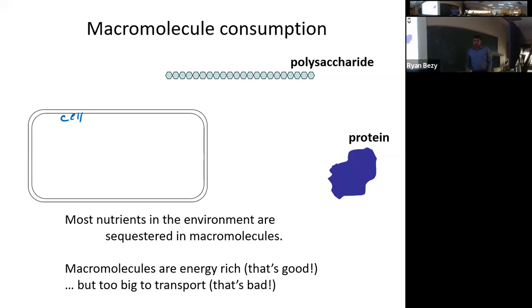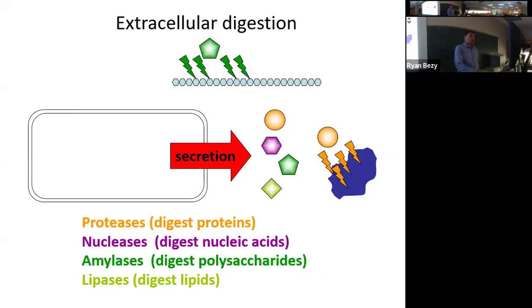So how do cells get around that? How do bacteria get around that? Well, what they do is they secrete out enzymes. If you have these big polysaccharides and big proteins out there, they make proteases. Proteases are enzymes that digest proteins. They make nucleases, enzymes that digest nucleic acids. Amylases, enzymes that digest sugars. Lipases, enzymes that digest lipids. They make these enzymes and then secrete them out to their surroundings as a form of extracellular digestion.